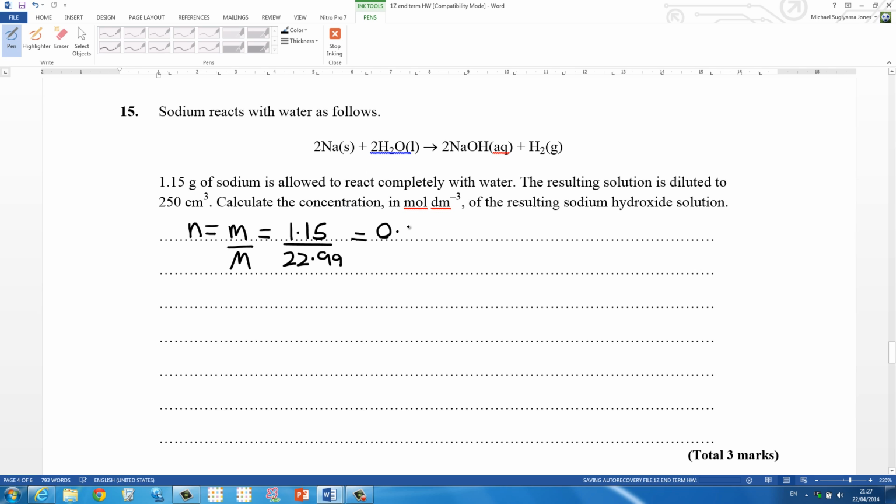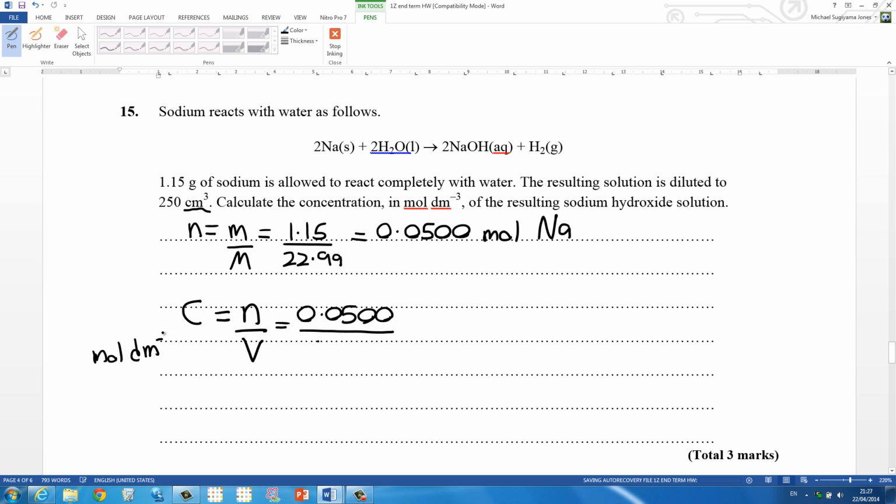So that gives us 0.0500 moles of sodium. And then we have to calculate concentration, so we use the equation C equals n over V. And our n we've just calculated here, so that's 0.0500. And V, now you have to be careful because we're given centimeters cubed, but it has to be in decimeters because concentration is moles per decimeter cubed. So we have to divide 250 by 1,000. And if you do the math, you end up with 0.200 moles per decimeter cubed. So that's the concentration of our solution. Let me just tidy those up.